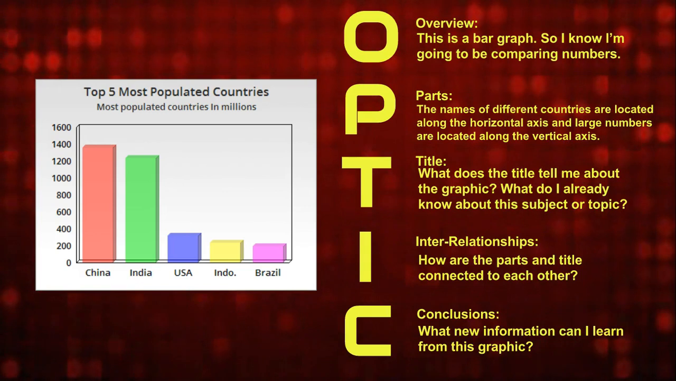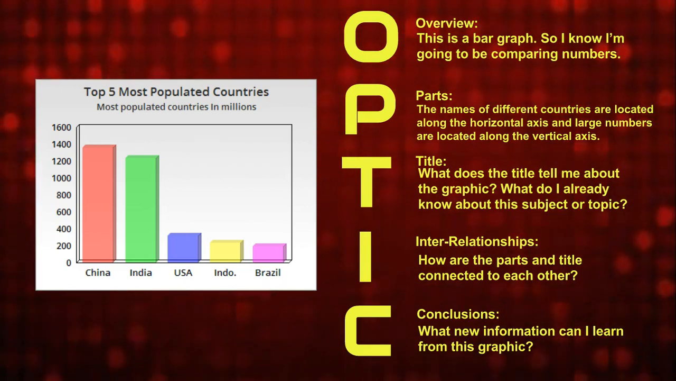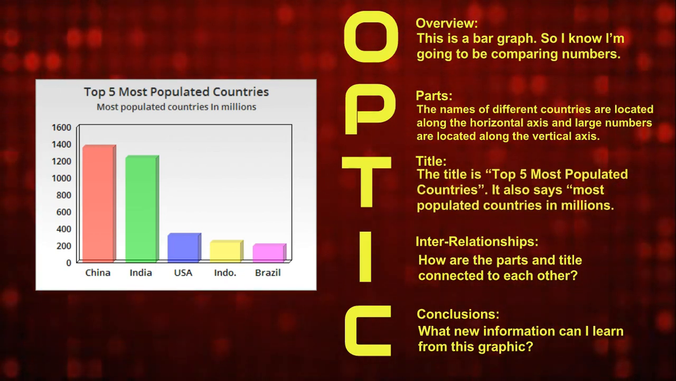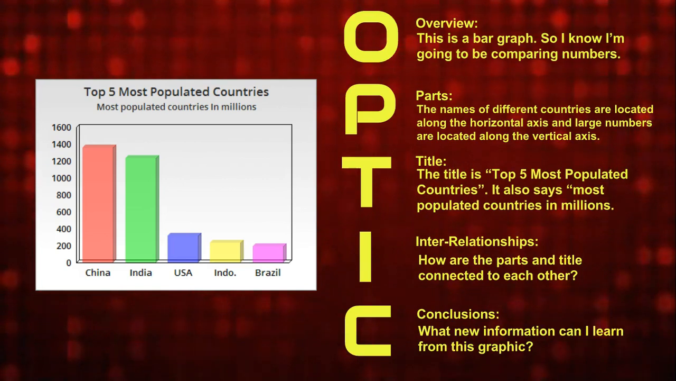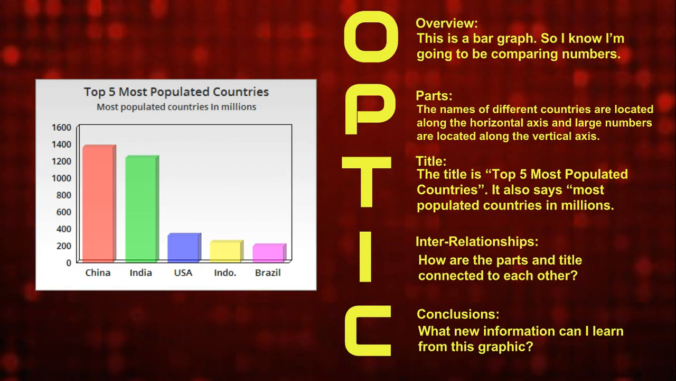Next is T for title. What does the title tell me about this graphic? What do I already know about this subject or topic? The title is Top 5 Most Populated Countries. It also says Most Populated Countries in Millions.